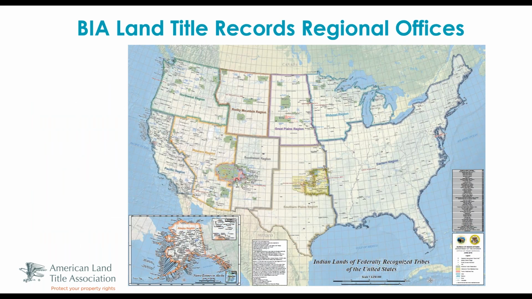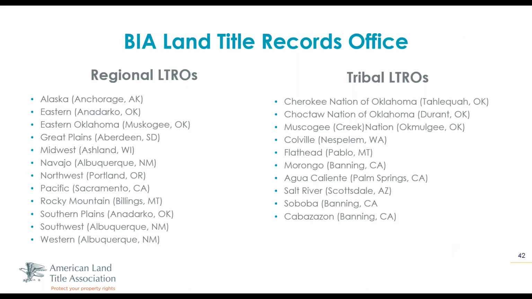Well, and let me just add right there. The tribal LTROs exist because the tribe has contracted with the Bureau of Indian Affairs to take over the function of maintaining the land title and records for the particular tribes listed. Some of these tribal offices, and I apologize for not having a more specific list of them, there are tribal LTROs that keep records for more than one tribe. But this is a contracting function with the federal government.